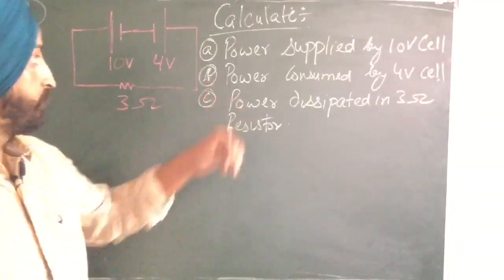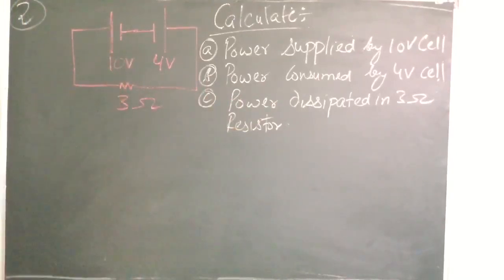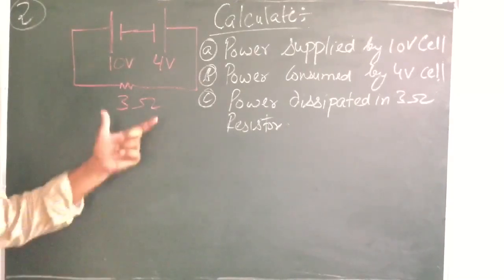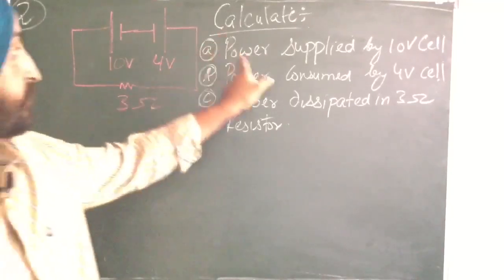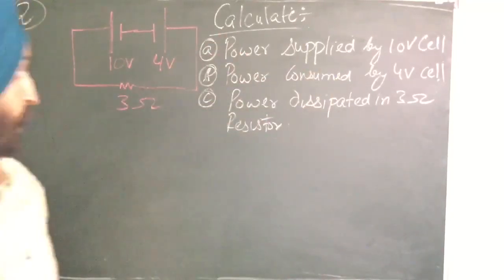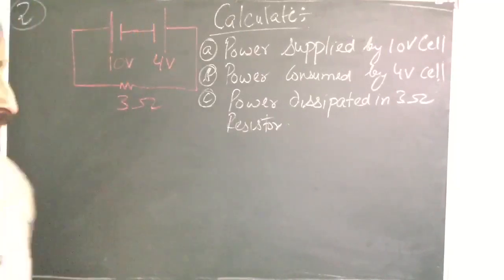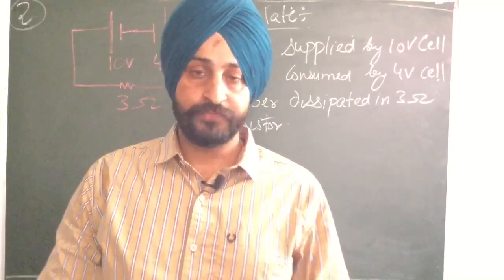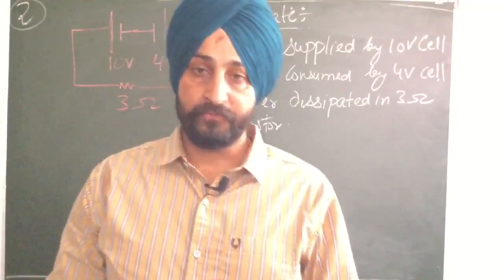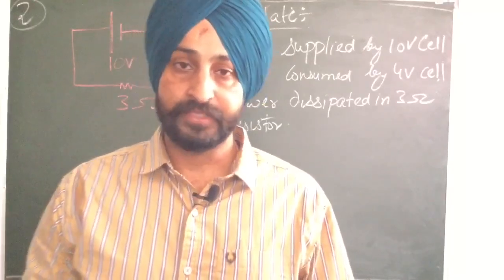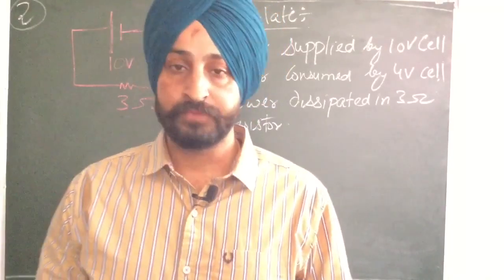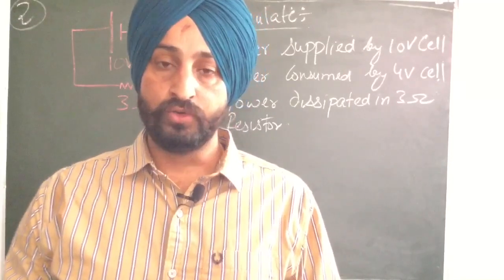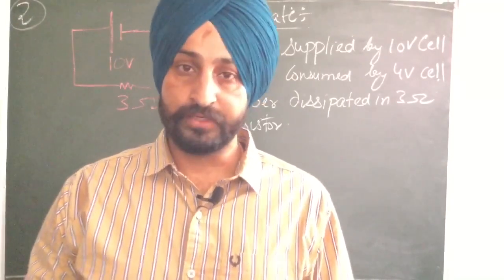And here is our question number 2. We are given a circuit diagram with two batteries which are connected in opposition, and they are connected with an external resistor of resistance 3 ohm, and we are asked to calculate the power supplied by the 10 volt battery, power consumed by the 4 volt battery, and power dissipated in the 3 ohm resistor. So when two batteries are connected in opposition, the battery with the higher voltage will be the power provider, and the battery with the lower potential will be the power consumer.